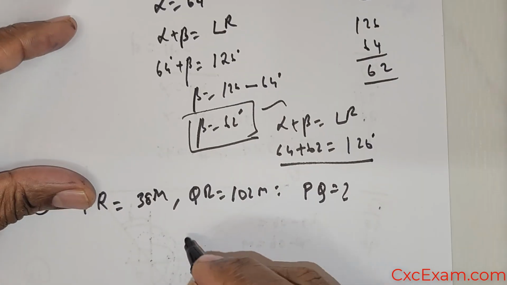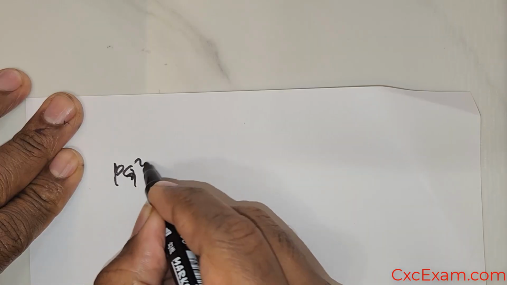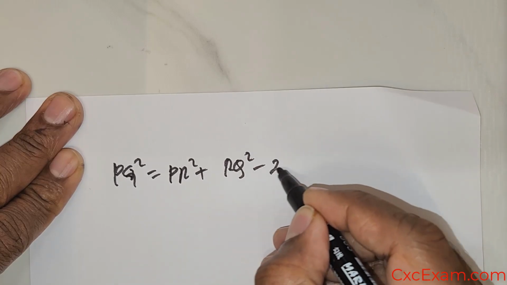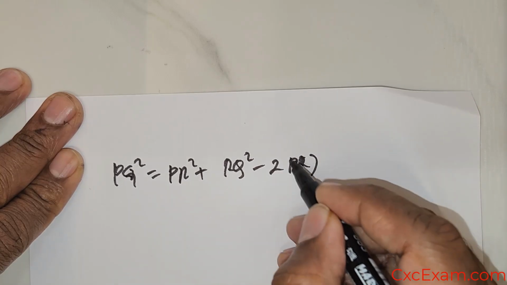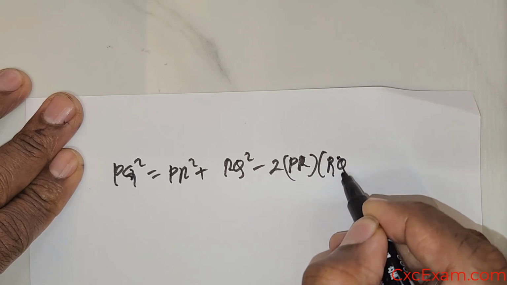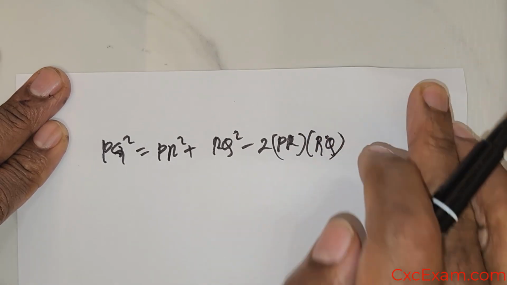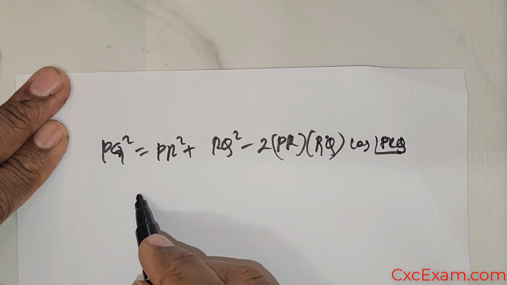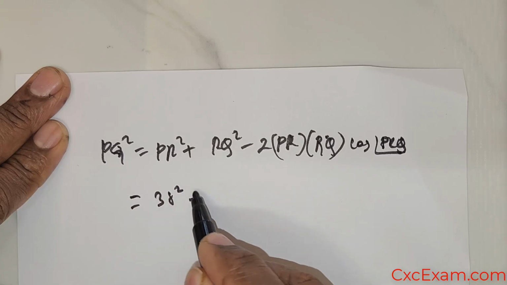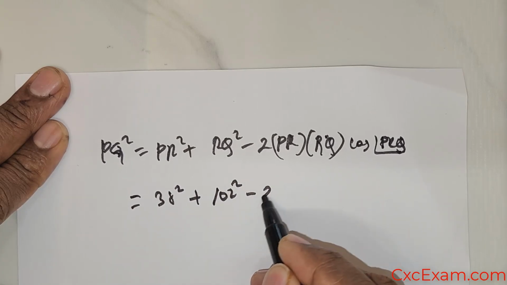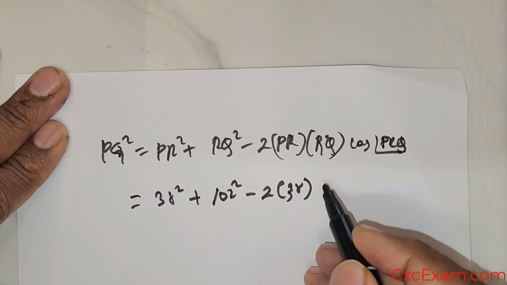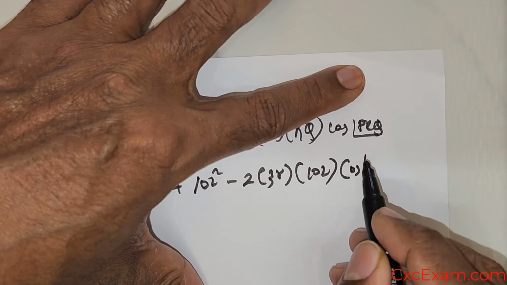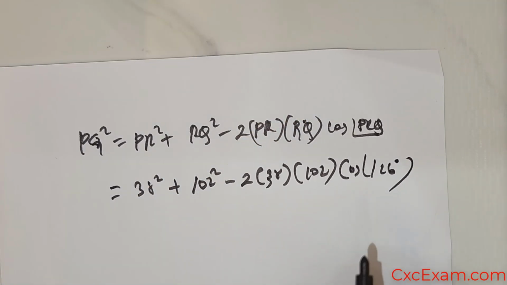So what is the cosine rule formula? PQ squared is equal to PR squared plus RQ squared minus 2 times PR times RQ times cos of the angle PRQ. So this is 38 squared plus 102 squared minus 2 times 38 times 102 times cos of 126 degrees.